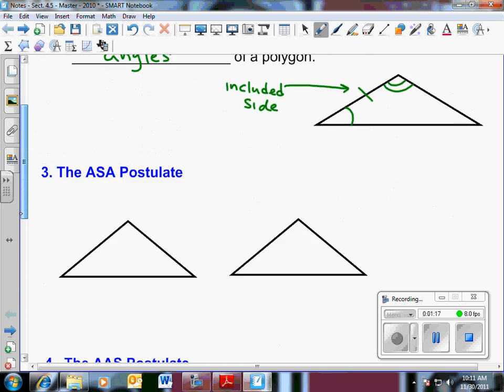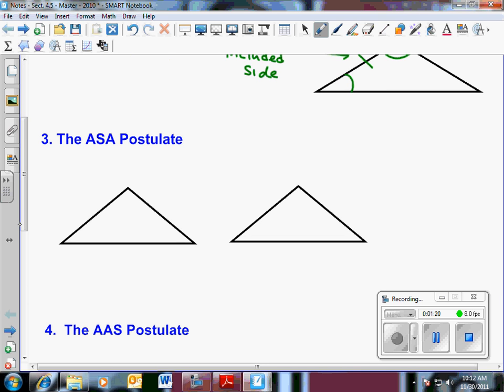So now the ASA postulate says the following. If you have two triangles, let's take these two triangles, and you can prove this. If you can show that that angle of this triangle is congruent to that angle of the second triangle, and that side is congruent to that side, and this angle here is congruent to this one here, you can prove that these two triangles are congruent to each other.